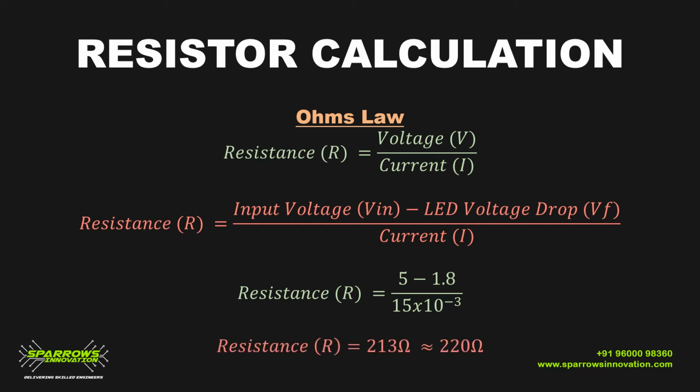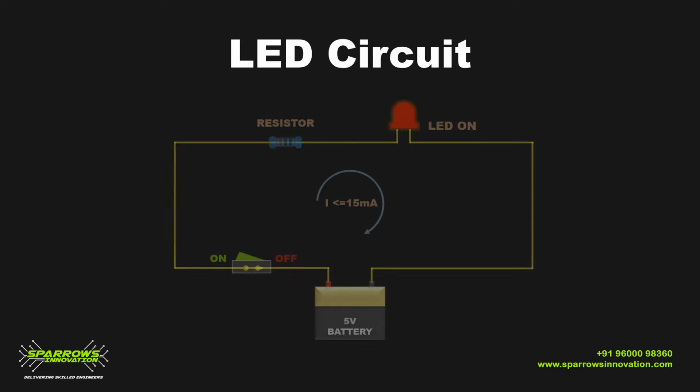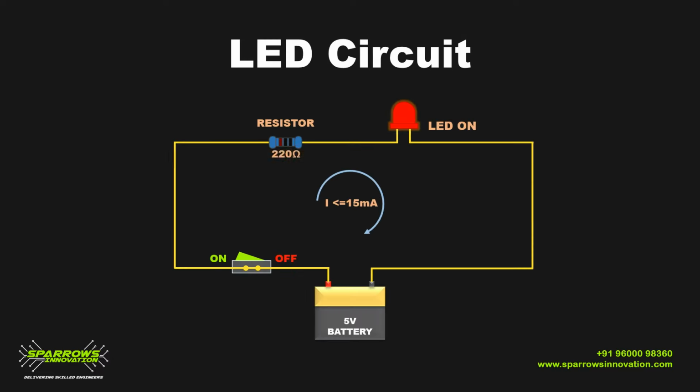We can use a 213 ohm resistance to make your current flow less than 15 milliampere, but there is no 213 ohm resistance available in the market. So you can use the nearby ohm rating, that is 200 ohm or 220 ohm. In this experiment we are going to use a 220 ohm resistance. So when you place a 220 ohm resistance, your circuit will be complete with less than 15 milliampere current rating. So this is a simple circuit of an LED.